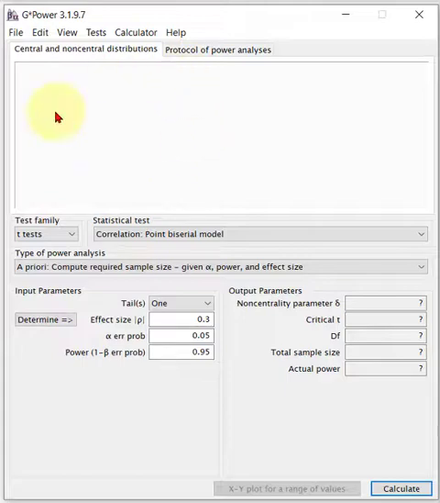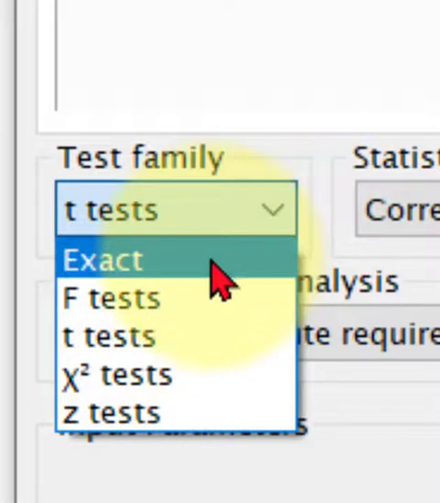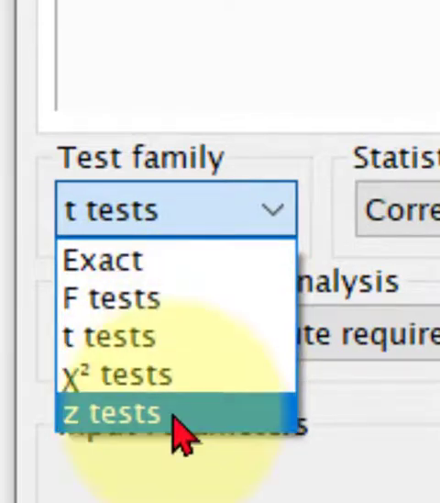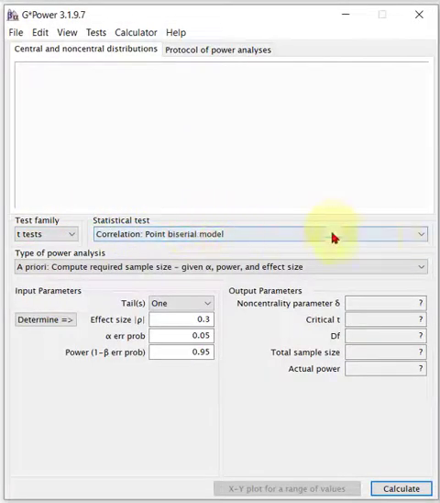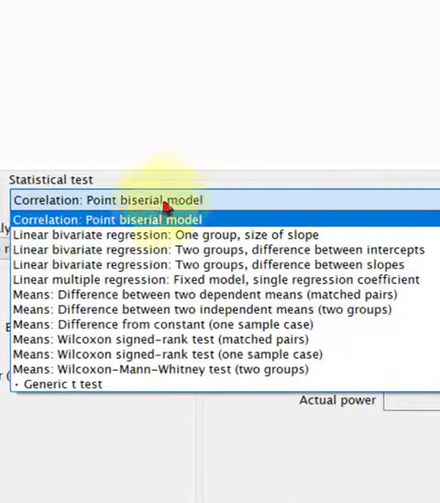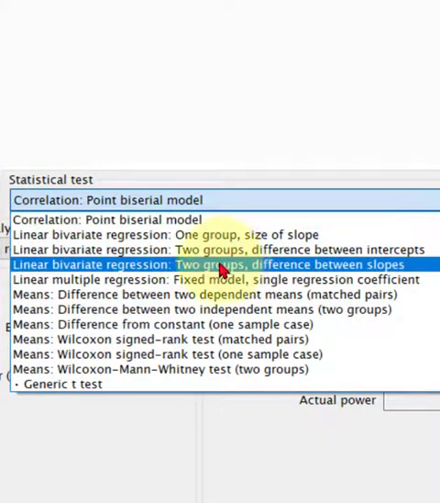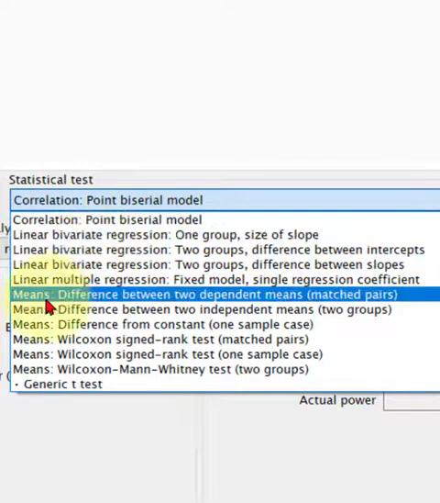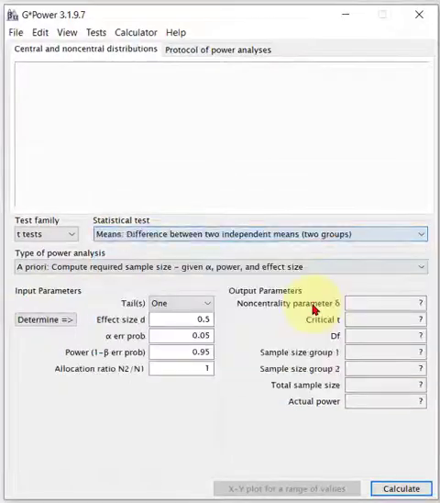First thing that I always do is we go to the test family. Okay, there they are. There's an exact section, F tests, t tests, chi-square tests, z tests. So we're going to go to t tests first and click on this drop-down, and it has all the different types of tests, and they're all under t tests. Don't ask me why they have regressions in there. Again, it's way over my head, but we're looking for mean differences, two independent groups, right? See that? Differences between two independent means, two groups. That is an independent t-test.